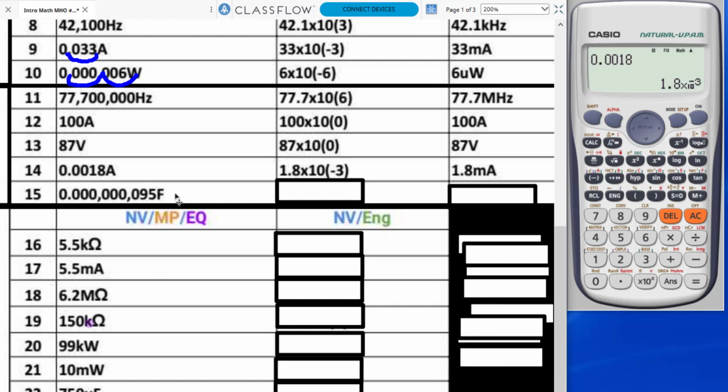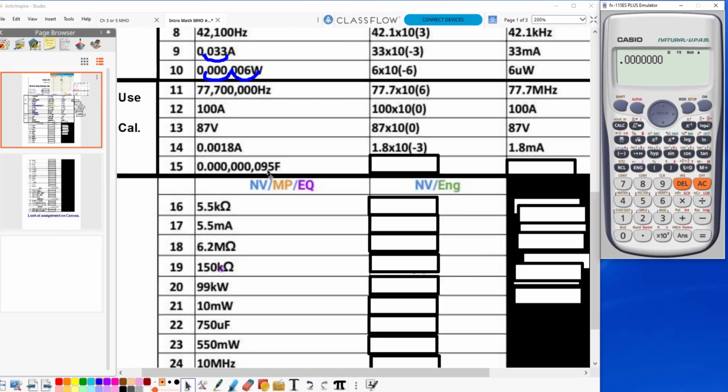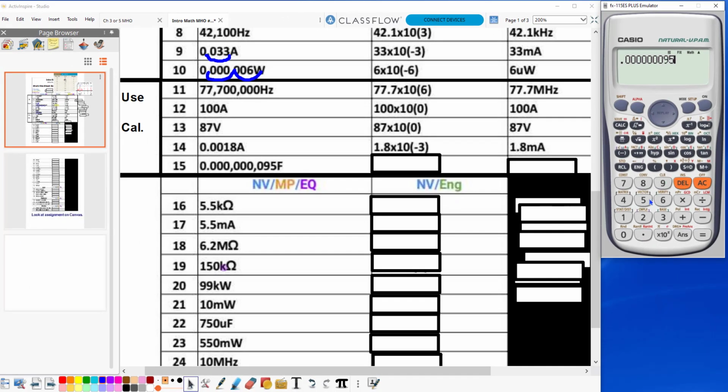Our next one actually would be easier to do by hand. I don't even know if we can put that many zeros in our calculator. And then I'm going to put my 9.5 equals, still in decimal, but I'm going to hit engineering, 95 times 10 to the -9. And I look on my chart and it tells me that -9 is nano. 95 nano, and I was measuring farads.